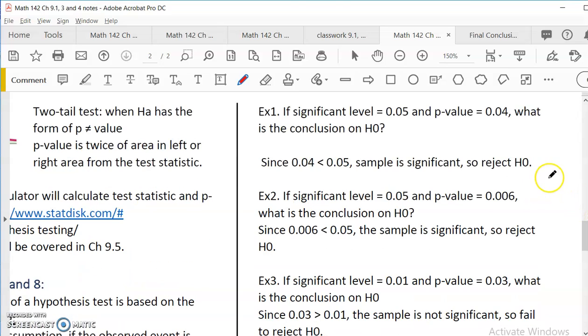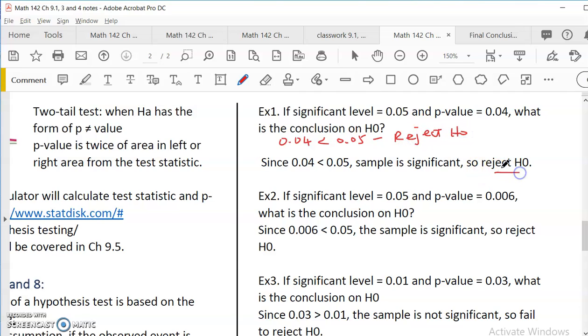So let's practice doing the conclusion. If the significance level is 0.05 and the p-value is 0.04, that means my sample's chance of happening is 0.04. What should I say? Is this a rare event? Yes, the p-value is less than 0.05, so it's a rare event. So you would say you reject H0.